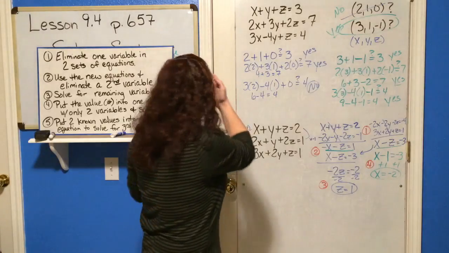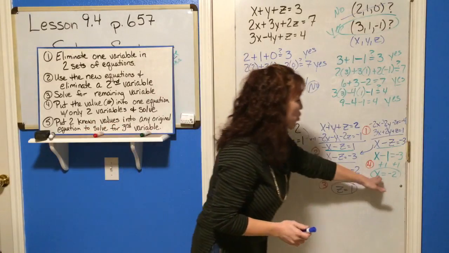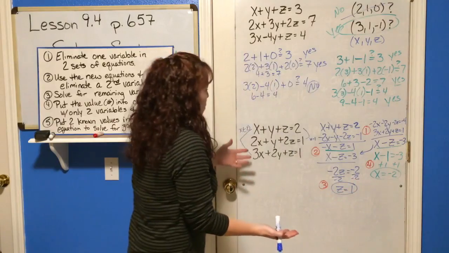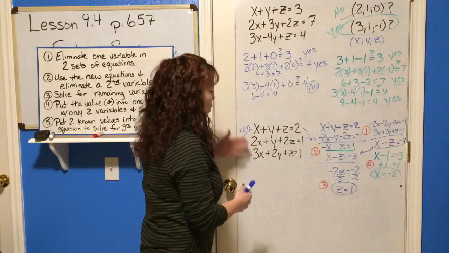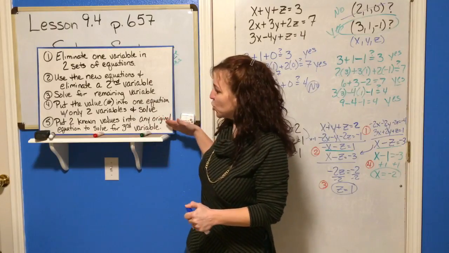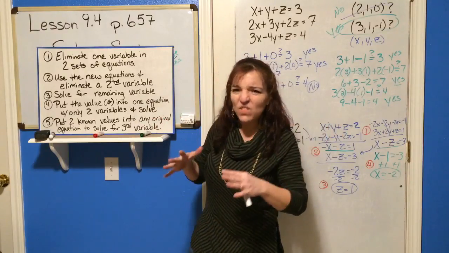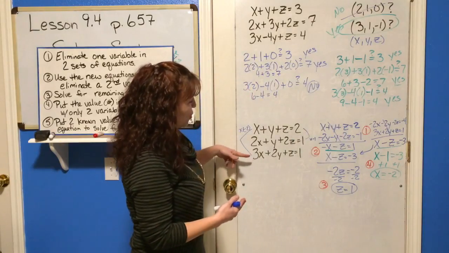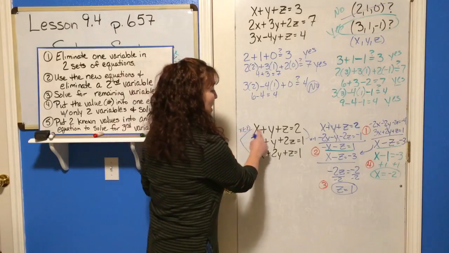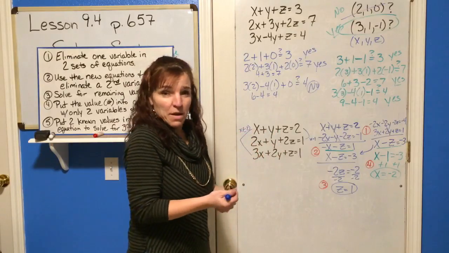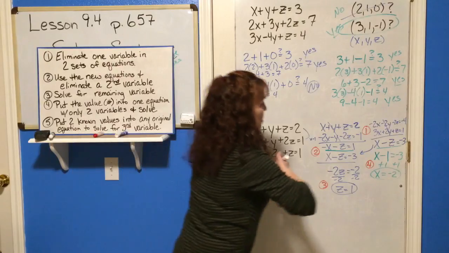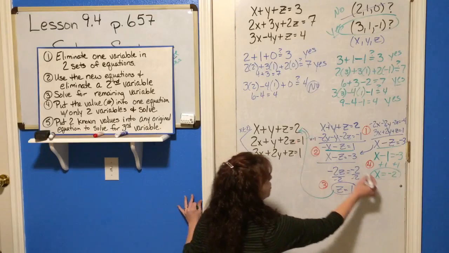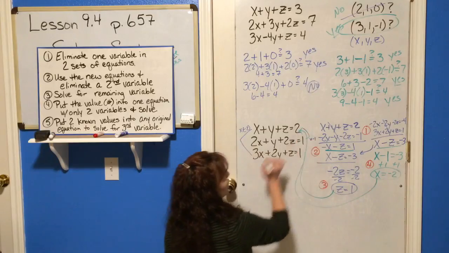All right. So now once we have 2 variables, we can put them into any of these 3 equations. So that's the last step. Put 2 of the known variables into any of the original equations to solve for the third variable. I'm going to choose, in this case, the first one simply because there are no coefficients, and that just makes it easier. So I'm going to put both of those into this equation. All right?